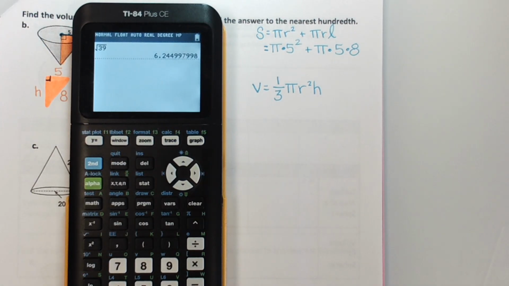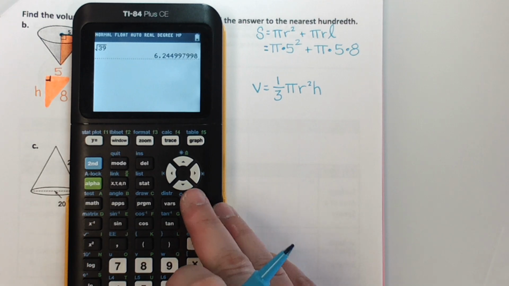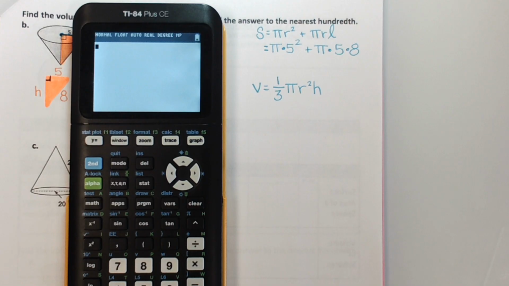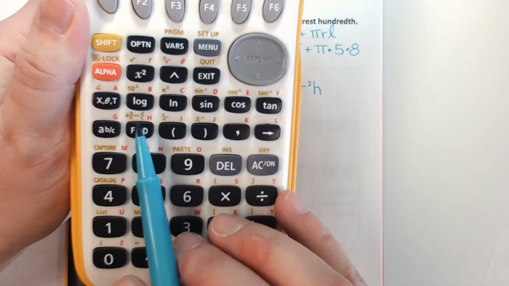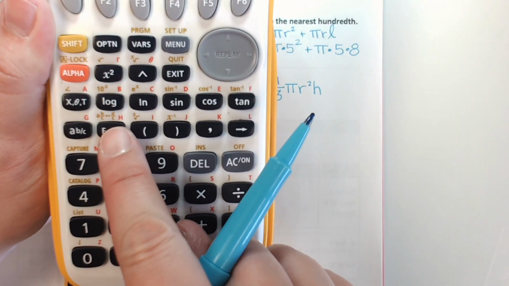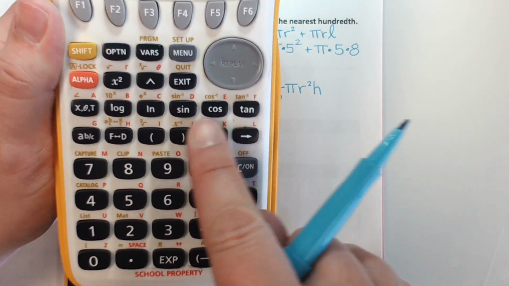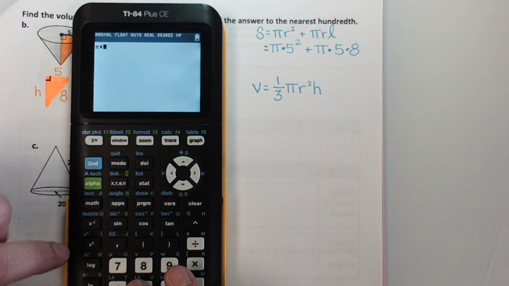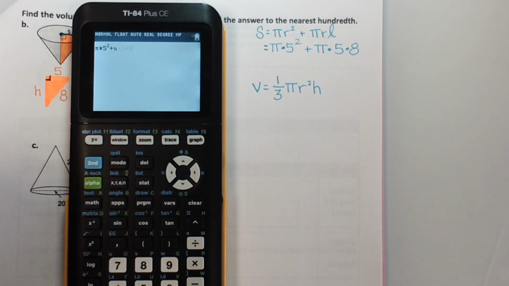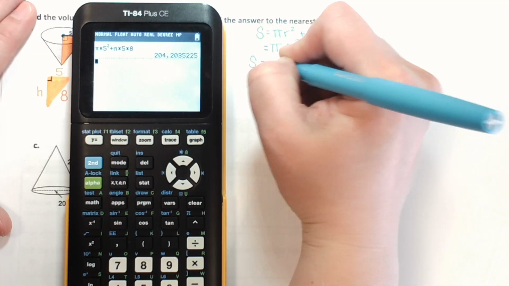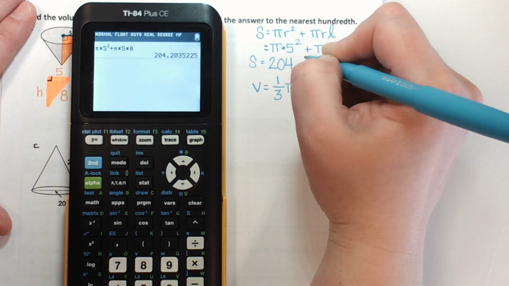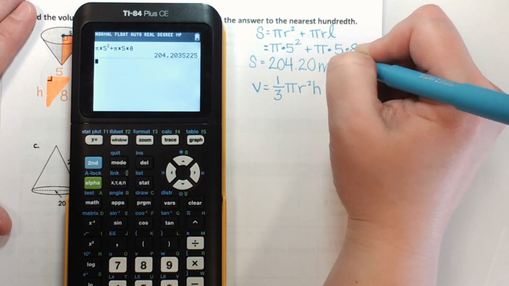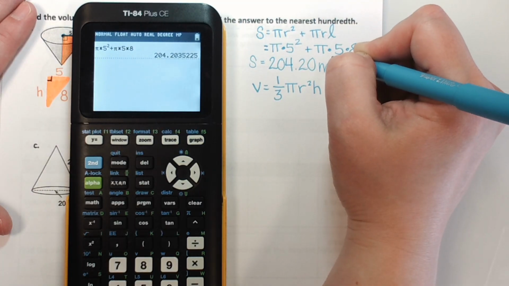Now, some of y'all's calculators are fancy, and if you type that into your calculator, it's going to give you 65 pi. If it does, find the little either F to D or S to D looking button. It's typically either here, or sometimes it's over on this side of the numbers, or sometimes it's along the left. Pi times 5 squared plus 5 times 5 times 8. 204.20 meters. Is it squared or cubed? Squared.